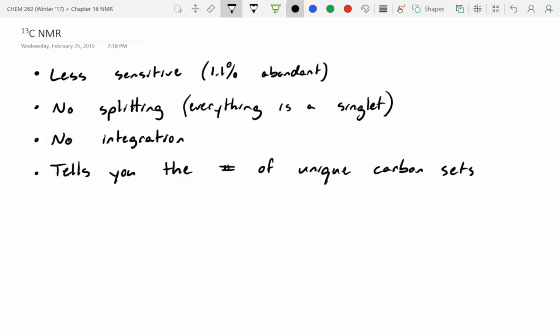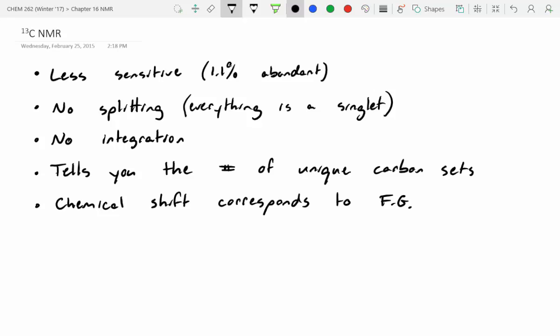So kind of like we did on that pod a couple days ago where you guys predicted the number of unique carbons, you should be able to identify the number of peaks corresponding to that in your carbon NMR. And then the last thing is that the chemical shift corresponds to functional group. So I'll show you guys what I mean by that.